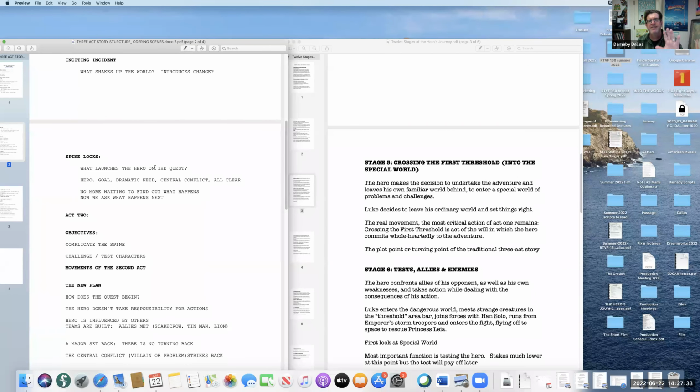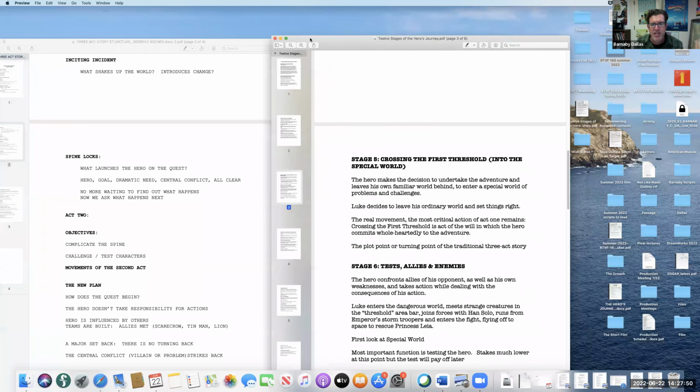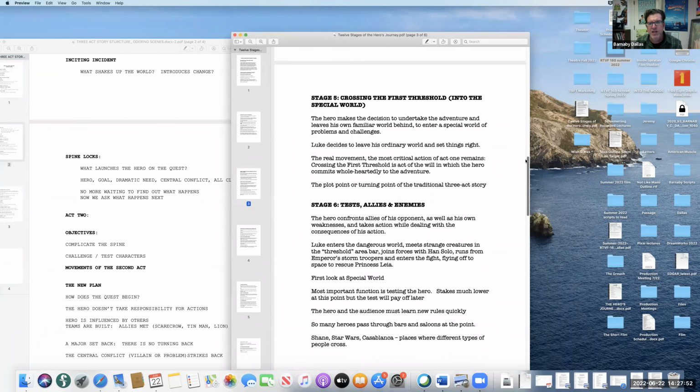What makes us stop saying, what is going on? Who do I care about? To, oh my God, my hero wants this goal, must change this about themselves, and this is the conflict. It's all clear. No more waiting to find out what happens. Now we ask what happens next. Well, in the hero's journey, it's really the same thing, but we call it crossing the first threshold into the special world.